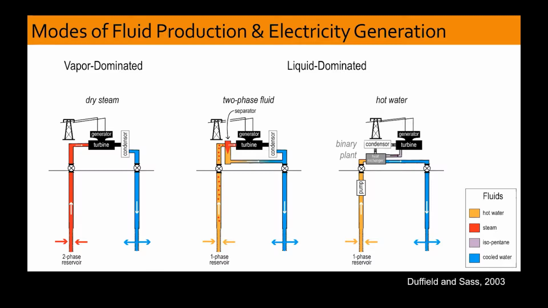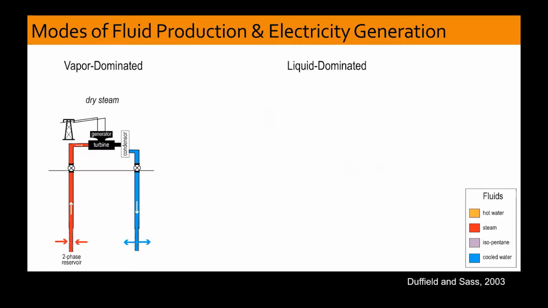There are three basic modes of fluid production used in electricity generation based on the temperature and the energy grade of the fluid in the reservoir. I want to spend a bit of time to explain these features, and to follow, you will want to look at the legend on the far right, which identifies the different fluids that will be discussed, including hot water, steam, isopentane, and cooled water. We will start on the left side with a vapor-dominated reservoir, which for reasons just explained is the highest grade energy resource.